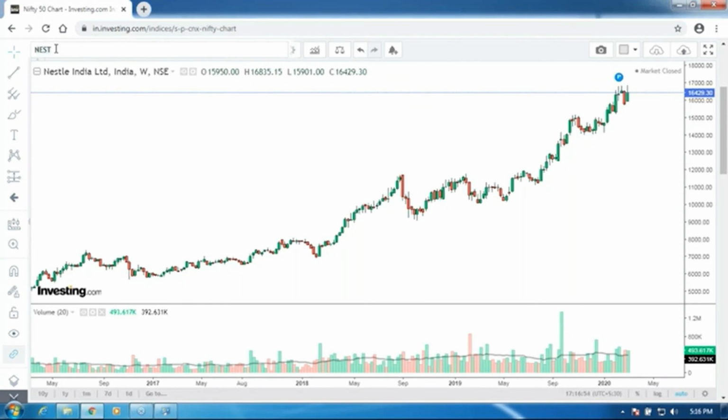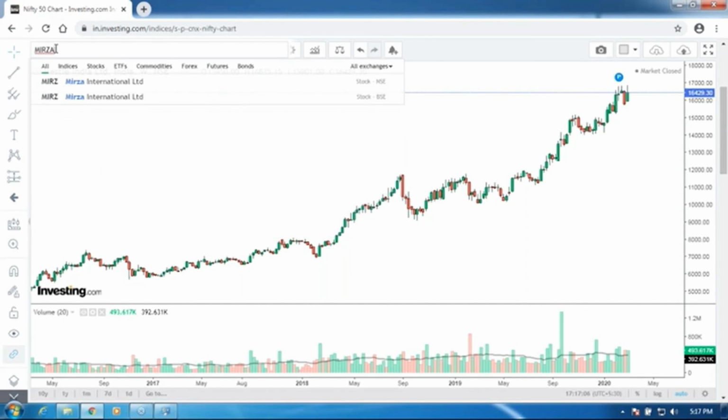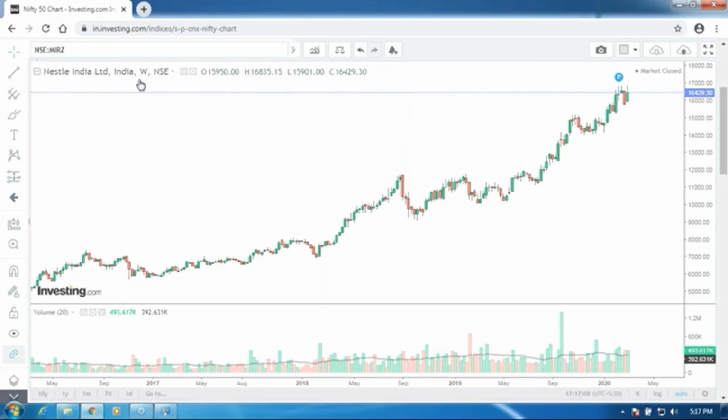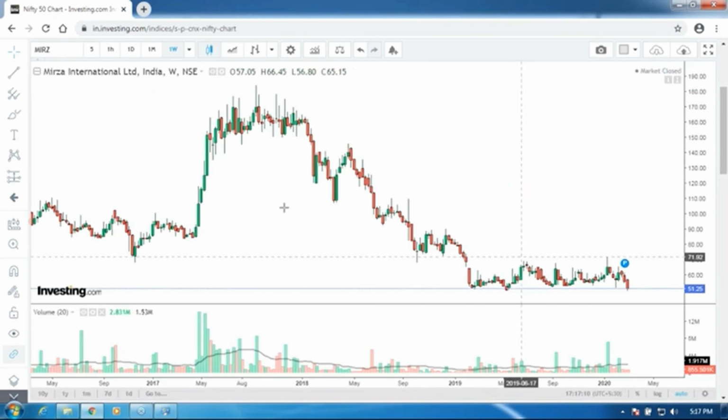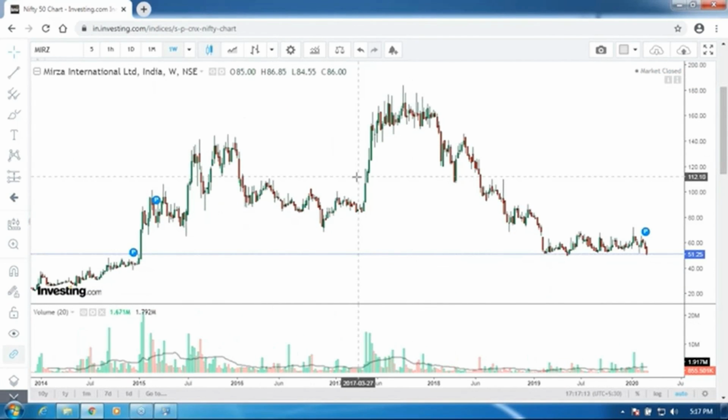But there are too many. For instance, I had at some point in time a stock called Mirza International. That's a stock that I once had in my portfolio, MIRZ. It's a small company and it manufactures the Red Tape brand of shoes. And I bought it around here, 2017. The stock broke out and went up, and then it started underperforming, and I exited the stock. If I hadn't exited, I would have lost money on it. Look at the price today. It's at 50 rupees a share.